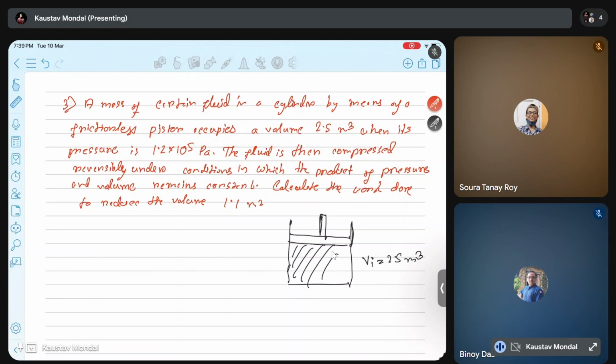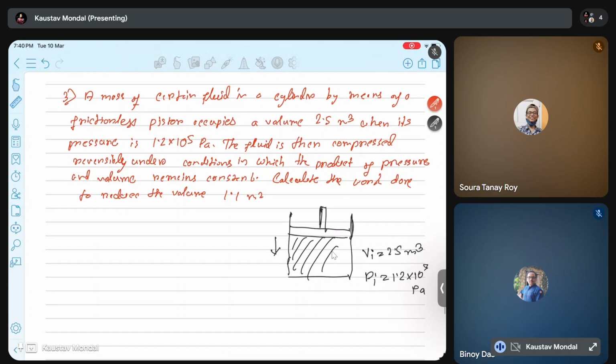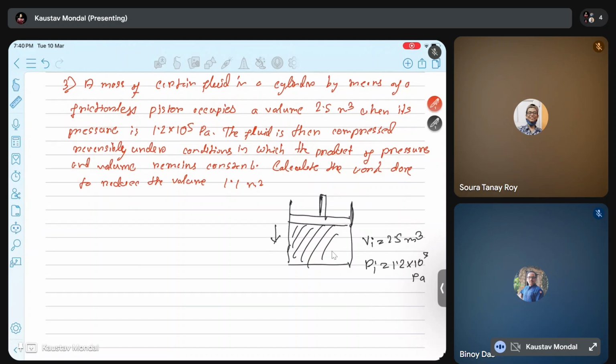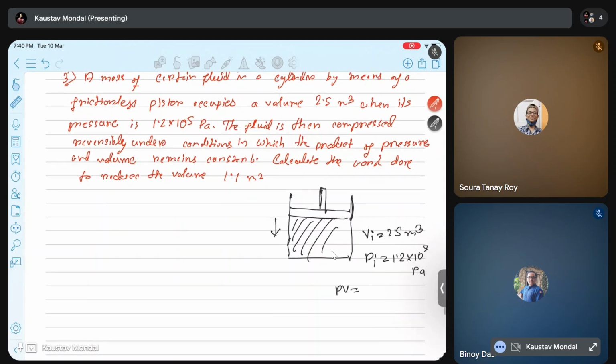Okay, so now what is mentioned is that its initial pressure is also 1.2 into 10 to the power 5 Pascal. Now the fluid is then compressed, the piston, in which the product of pressure and volume remains constant. So PV is constant, PV is equal to some constant K. So that means it's an isothermal process, right? Since the temperature is also fixed, to maintain the pressure and volume is equal to some constant.